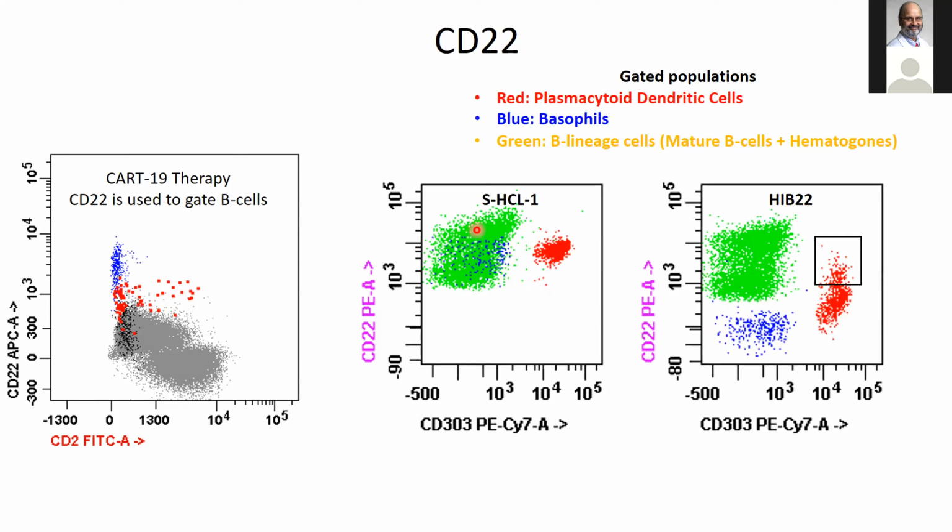But if you look at the intensities here, the HIB22, at least when we tested it, showed lower intensity of expression or of staining than the SHCl1 clone. And since we're interested in this DIM positive area, we wanted to get it as bright as we possibly could. So we stuck with this clone.